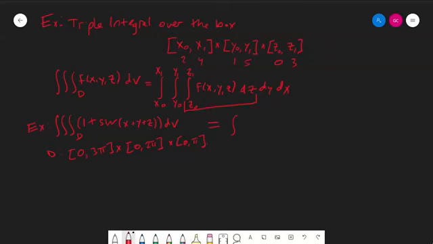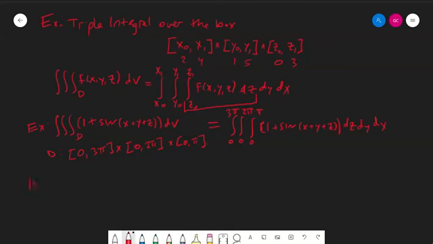Well, so we just set up the integral. We could put the x bounds on the outside here, 0 to 3 pi, then the y bounds, then the z bounds. The function here was 1 plus sine of x plus y plus z. And then we just make sure that we match the bounds up with the right variables. The inside bounds from 0 to pi go with dz, and then the middle ones go with dy, and the outer ones go with dx.